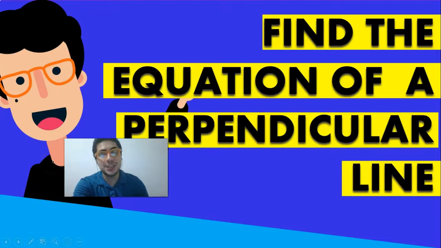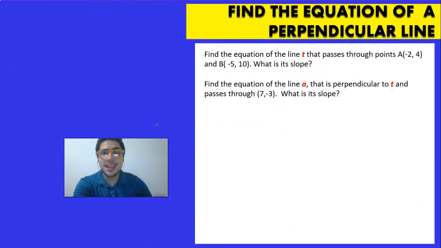Oh Math Gad guys, welcome to today's video in which we're going to be learning how to find the equation of a perpendicular line to another one. We're going to be given a line, in this case line T, that passes through 2 points. Then we're going to be given another line that we have to find the formula of, and we're told that the second line is perpendicular to the first one.